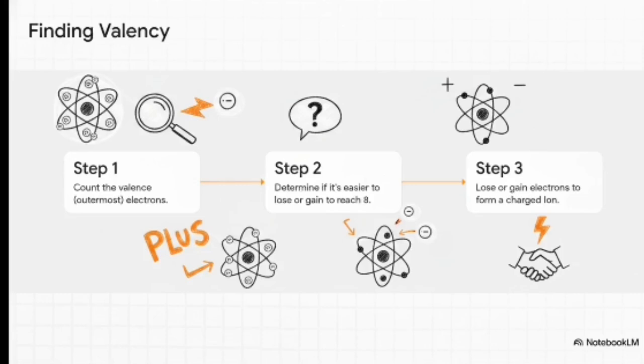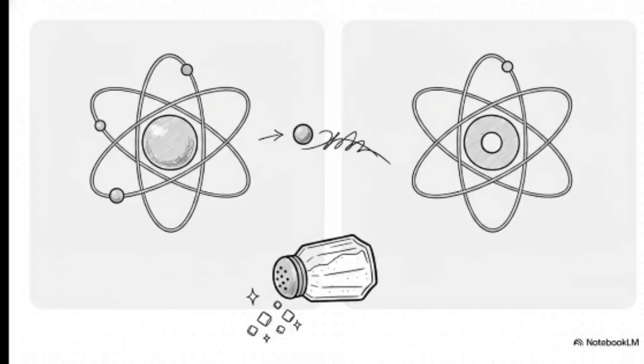Second, ask yourself, is it easier for this specific atom to just toss away a few extra electrons, or should it try to grab a few from a neighbor to hit that magic number 8? Once they make that trade, they aren't neutral anymore. They transform into a charged ion. Let's look at 2 totally different paths to getting stable.